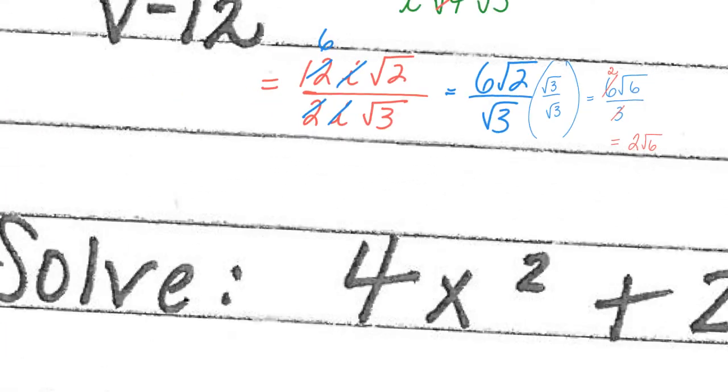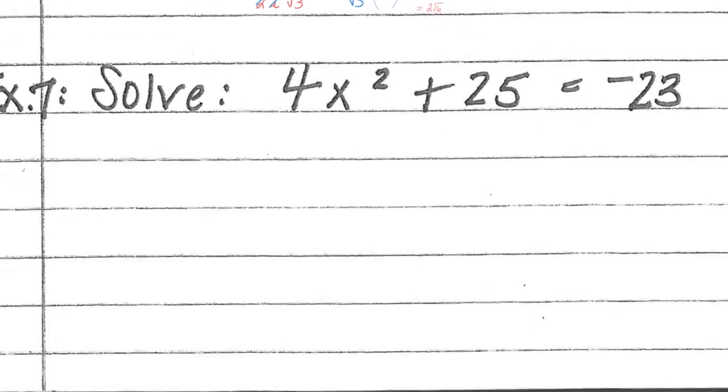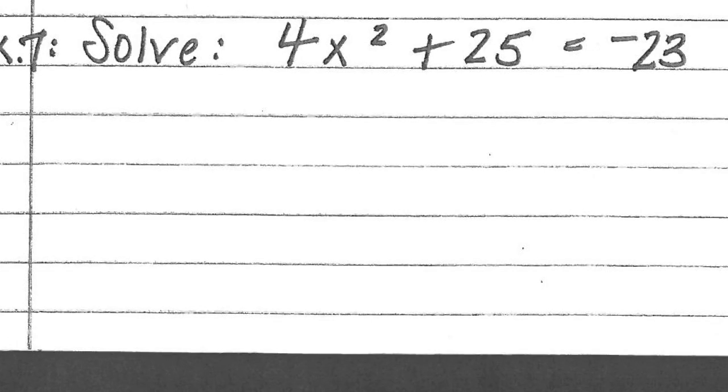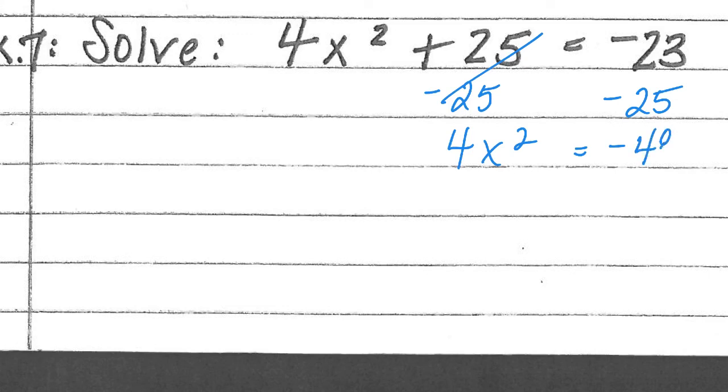Now, the reason why we learn imaginary numbers is to get to this right here. We are solving. So notice this is a quadratic. 4x squared plus 25 equals negative 23. In your gut of guts, you would know to subtract 25 from each side. 4x squared is equal to negative, looks like it's 48. And when I divide each side by 4, x squared is equal to negative 12.